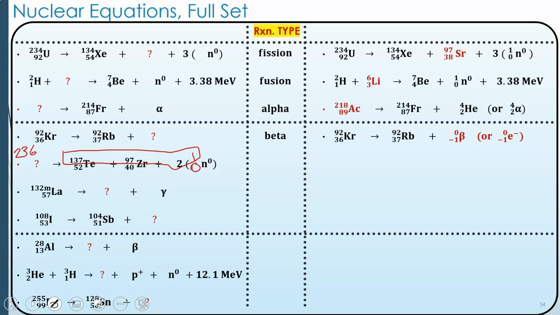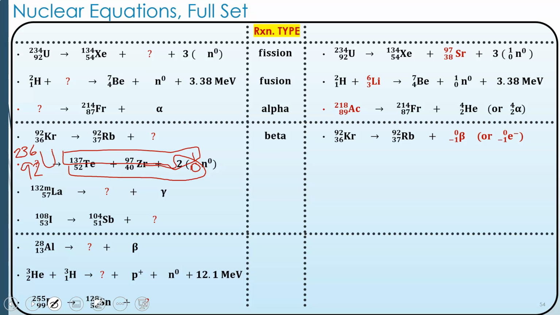We do the same thing for the bottom. We have 52 plus 40 plus 2 times 0. Well, obviously 2 times 0 is just 0. So 52 plus 40 will give us 92. Well, 92 is our atomic number. We look up on the periodic table and we find that 92 corresponds to uranium.